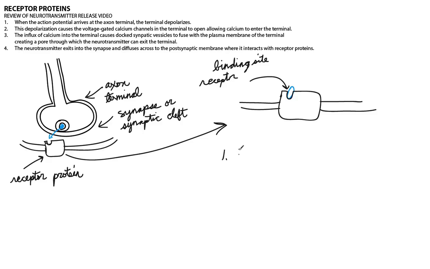First type is known as an ionotropic receptor. And the second type is known as a metabotropic receptor. Okay, sorry for the poor handwriting. That's a B. So it's metabotropic. Let's mark that as a B right there.